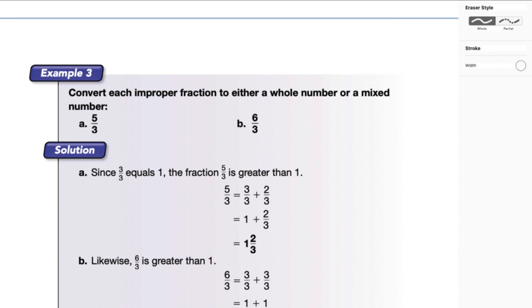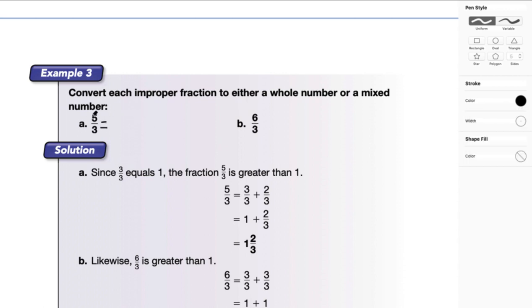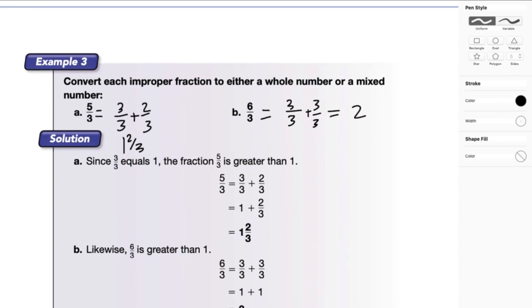In example 3 here, we're going to see that we can practice the idea of changing improper fractions into mixed numbers without having to draw the picture. So one thing we can do is figure out how many wholes are in here. 5/3 has 1 whole, that's 3/3, with 2/3 remaining. So that shows that we have 1 and 2/3 as we got here. Similarly, 6/3 can be 3/3 and then another 3/3. So that shows 1 and a 1, which is 2. So that's another way of considering changing our improper fractions into mixed numbers.